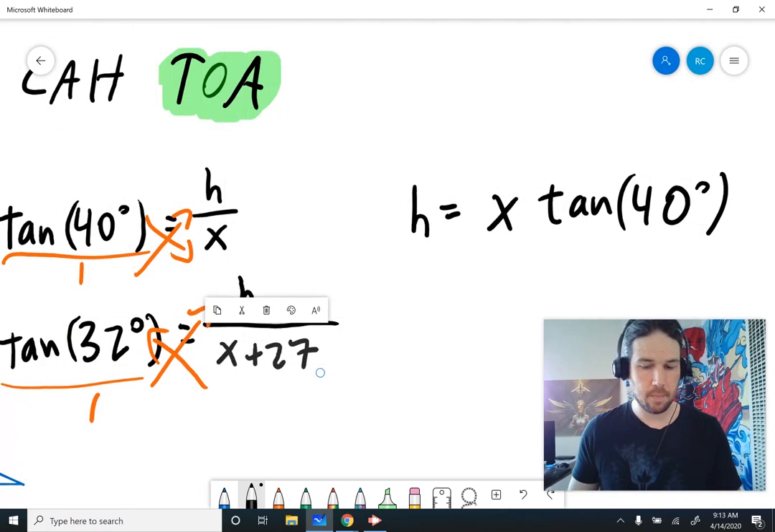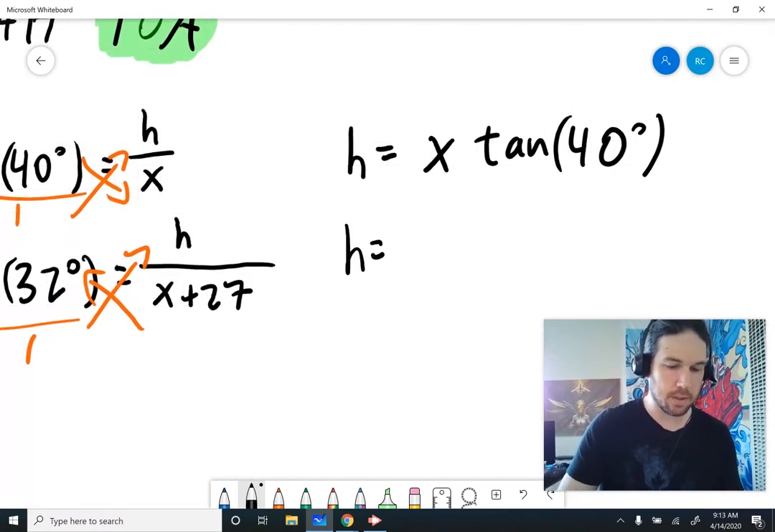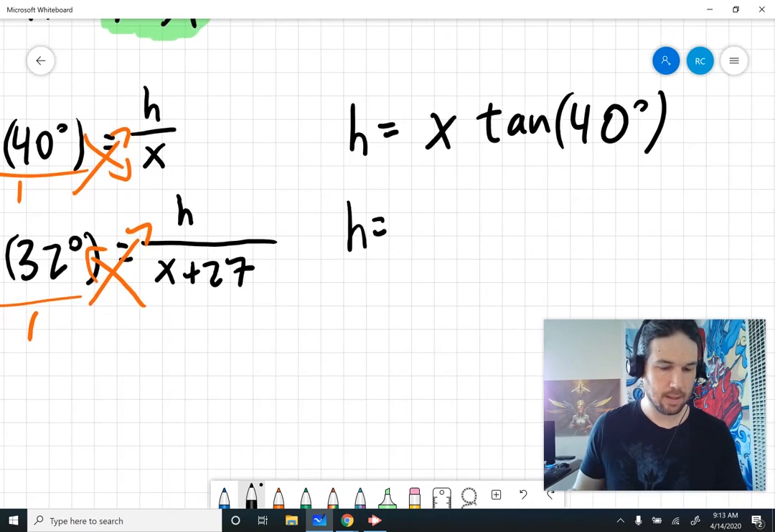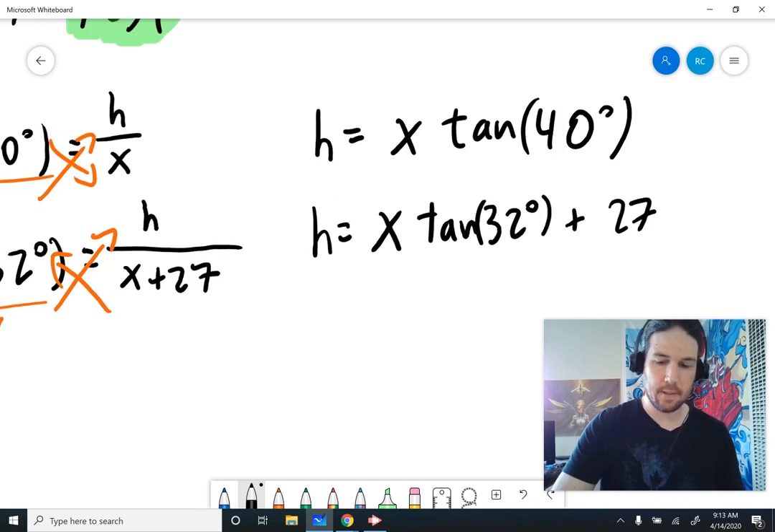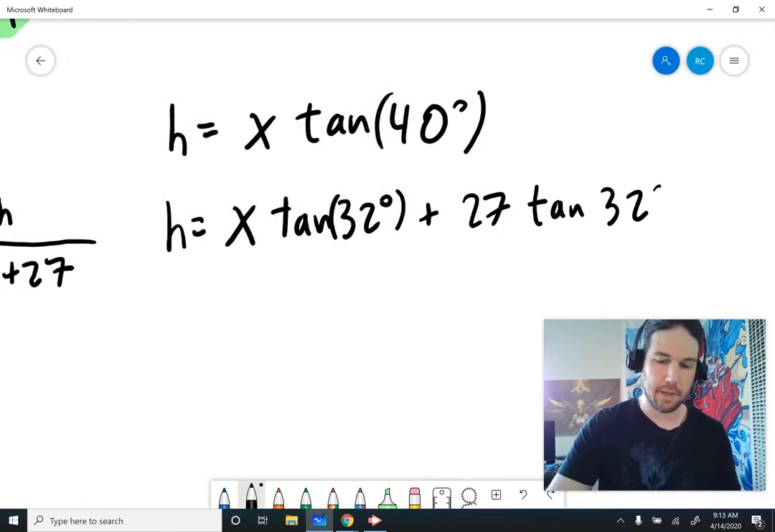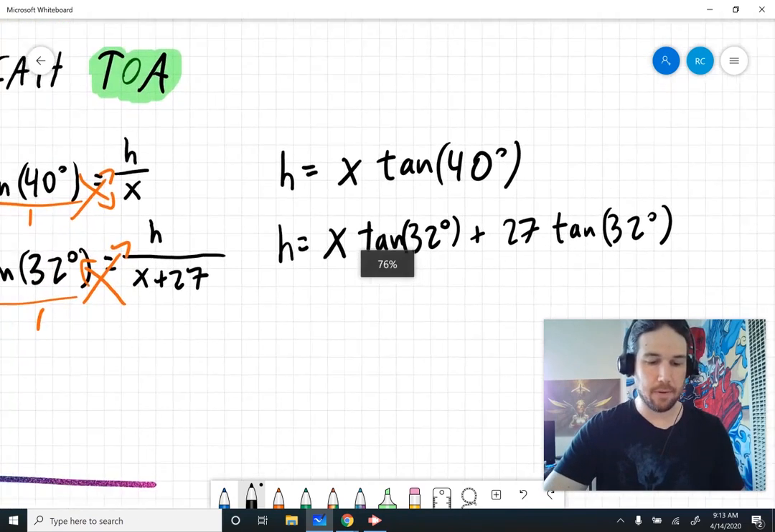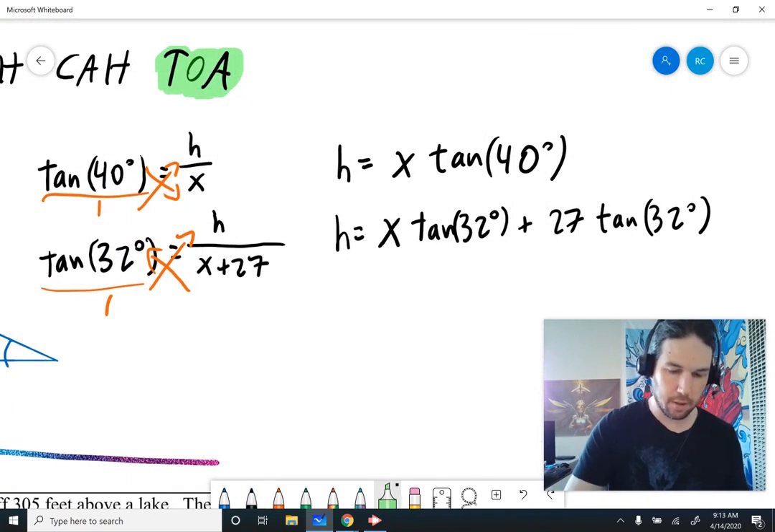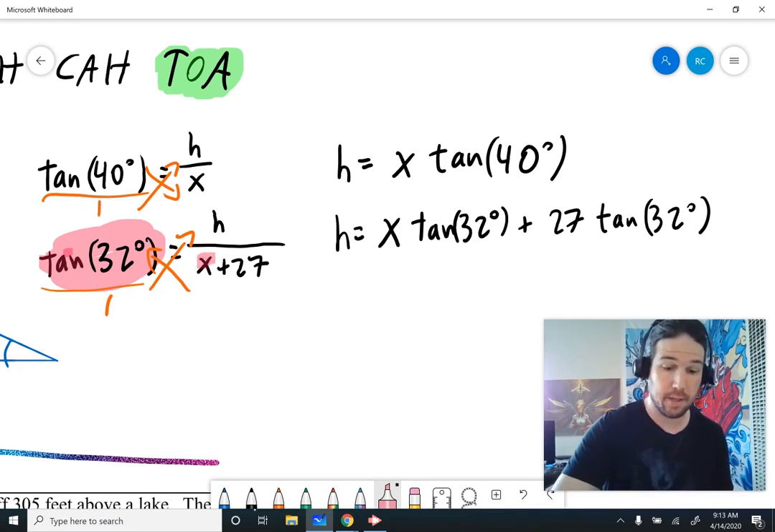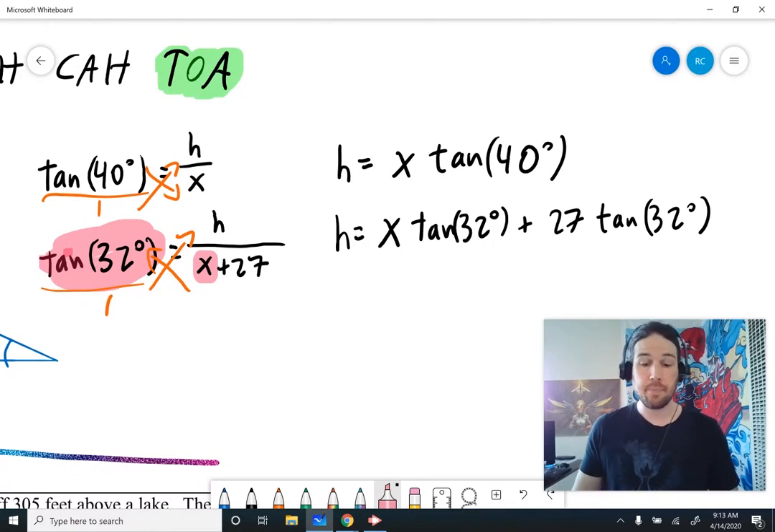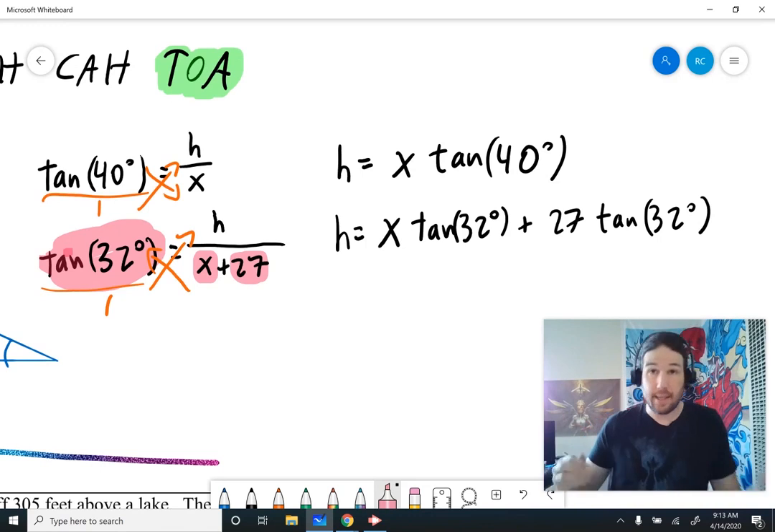And on this bottom one, I get h equals x times tangent of 32 degrees plus 27 times tangent of 32 degrees. Now, where did that come from? Because again, this tangent of 32 here, when I go to multiply it times x plus 27, I have to distribute it, right? I distribute it to the x times tangent 32 degrees, and I distribute it to the 27 times tangent of 32 degrees.